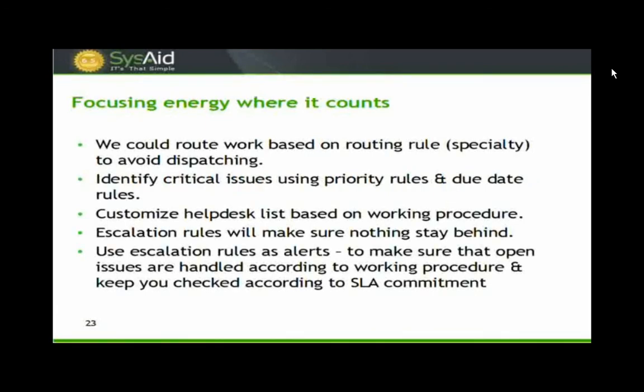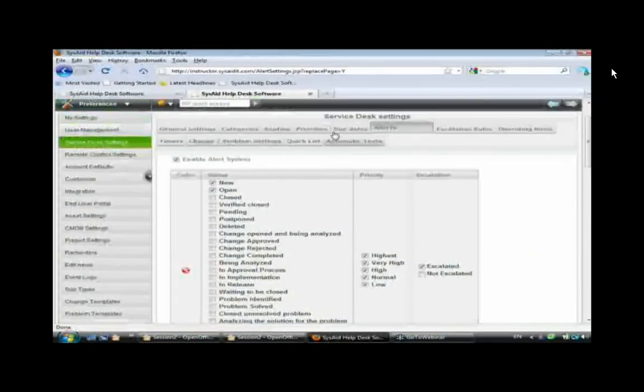Let's summarize. We could route work based on routing rules and specialty, to avoid the dispatcher you have today. Identify critical issues using priority rules, due dates, and rules. I'm not sure we went over due dates. I'm going to show you when I'm finished reading the summary. Customize the help desk list based on working procedure. Escalation rules will make sure nothing stays behind. Use escalation rules as an alert to make sure open issues are handled according to working procedure and keep you checked according to your SLA and commitment.